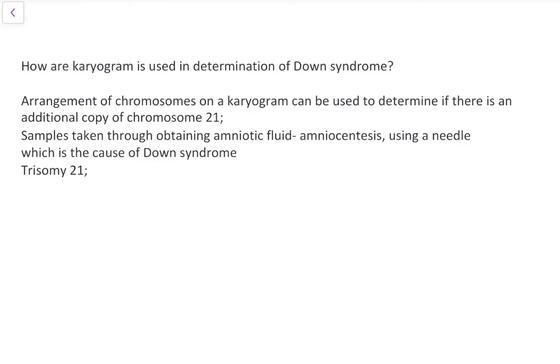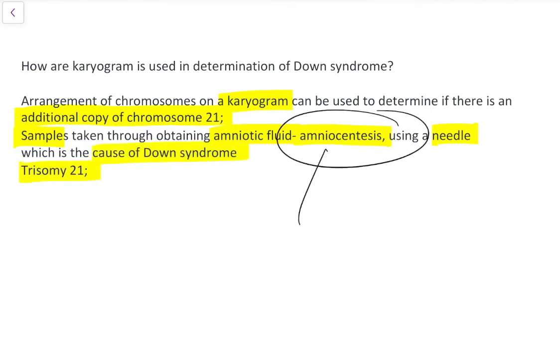So they do this using a sample taken from the amniotic fluid to check. It's called amniocentesis. You use a needle and you take fluid, and then you do a karyogram. You can see if there is an additional copy of chromosome 21, then it will cause Down syndrome, which is trisomy 21. Now the downside of this is that this can lead to the loss of the baby. It can lead to a miscarriage in 1 to 2% of patients.